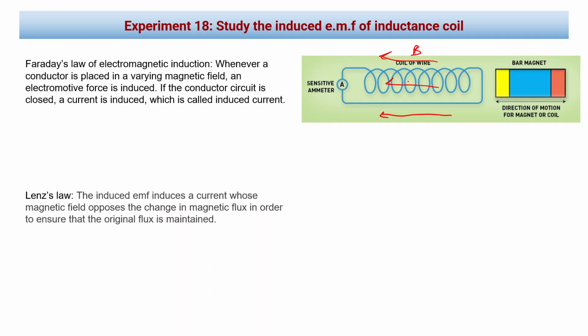So how will it vary? If we move this conductor, or if we move this magnetic field source, then the magnetic field will be varying with respect to the conductor. So in this varying magnetic field situation, when the conductor is placed, an EMF, electromotive force, is induced in the conductor, and if the conductor circuit is a closed circuit like this, then we can also detect current flowing in this conductor, and this current is called induced current.